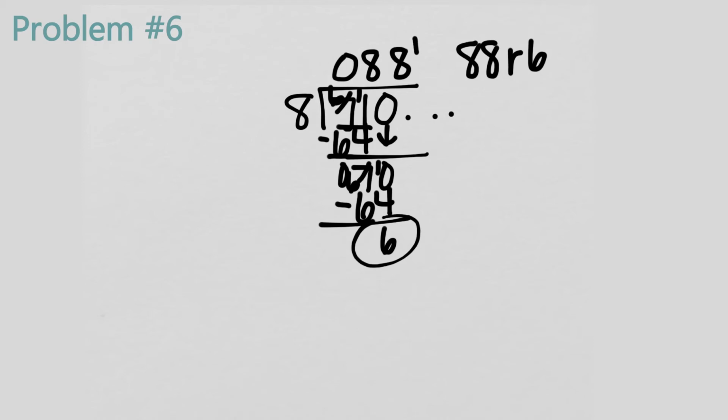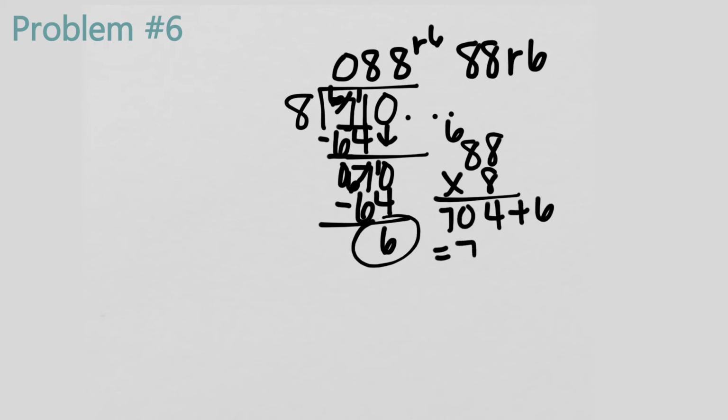88, remainder 6. Now let's check our work. 88 times 8. 8 times 8 is 64. Carry the 6. 8 times 8 is 64. Plus 6. Add our remainder. And we get 710. And that's our original dividend. Great job!